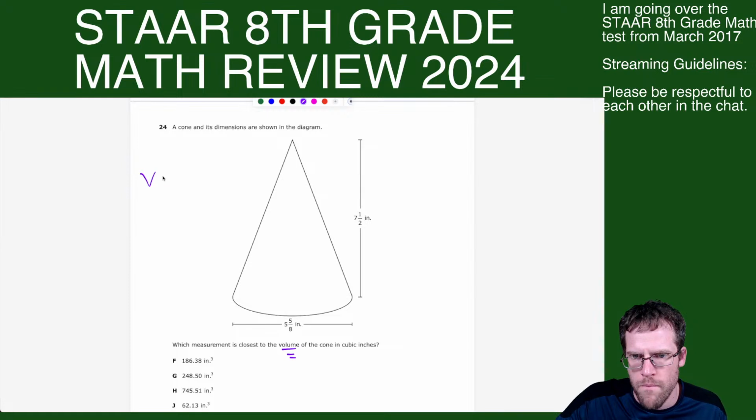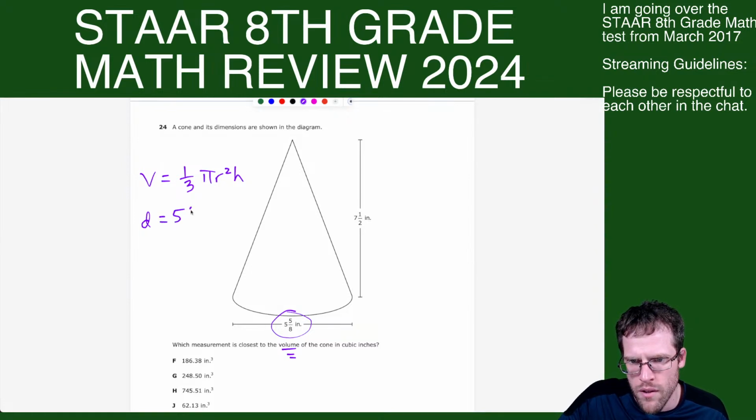Volume of a cone is 1/3 the volume of a cylinder, so it's 1/3 pi r squared times h. Now here, they gave us the diameter yet again. They really want us to fall for that trap, okay? So 5 5/8, the radius would be this, but then divided by 2. Okay, so I'm plugging this in, and we're told the height is 7.5.